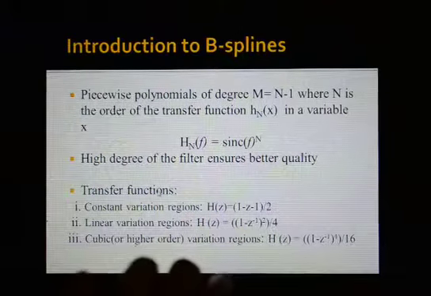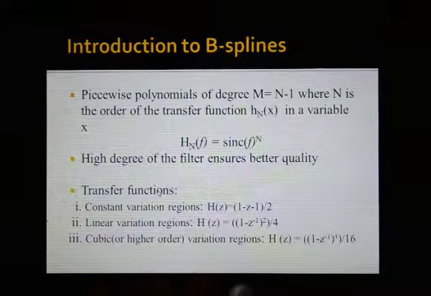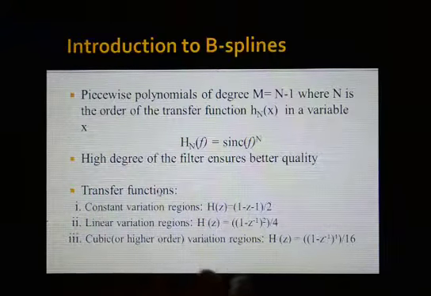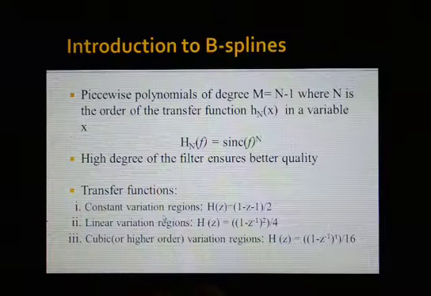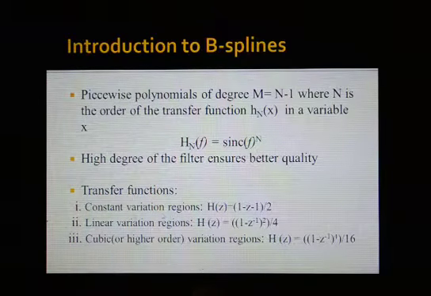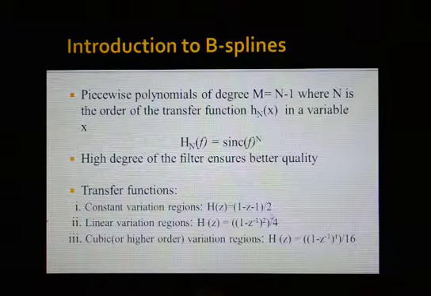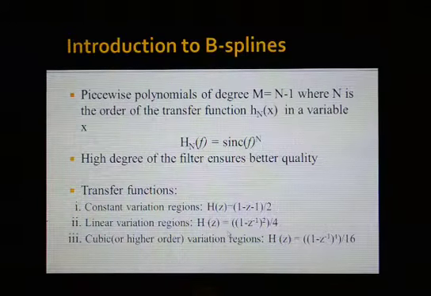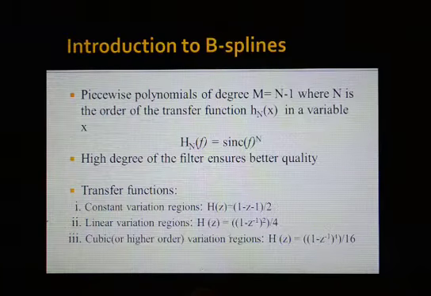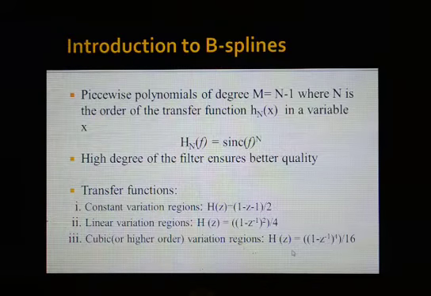Now, B-spline interpolation has different transfer functions based on the type of variation regions. If there is no variation, then the transfer function is this. This is the transfer function of B-spline interpolation if the variation is linear. The transfer function for B-spline interpolation in case of cubic variation is this.